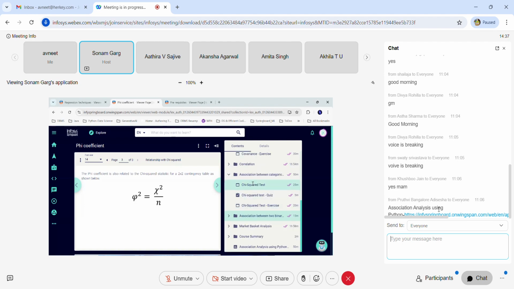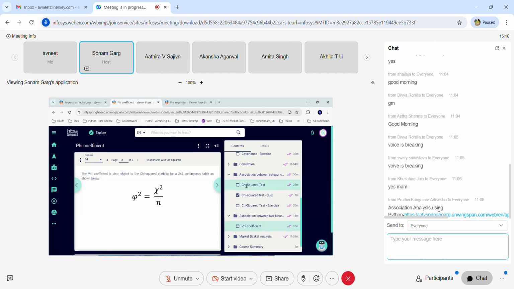A variation of the chi-square test is used if you just have to compare two binary variables. Binary variables are also categorical variables, but if you have just two binary variables to compare, which can take either yes or no, or disease found or not found, types of relationship, then we can go for the phi coefficient test also. And phi is related to the chi-square statistic in this way: the phi coefficient can be found if you take chi-square divided by the number of rows, so you will get the phi coefficient as well.